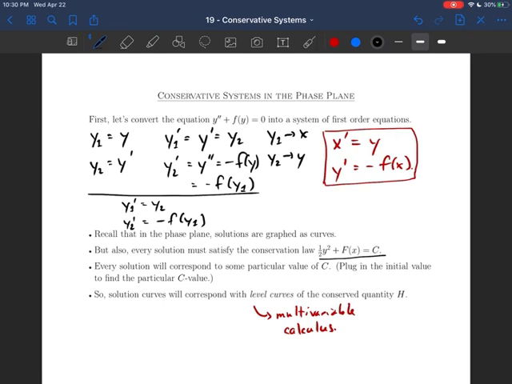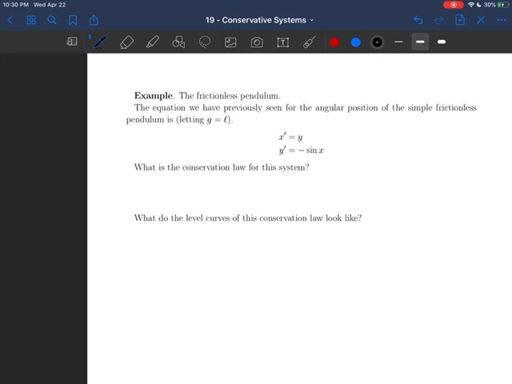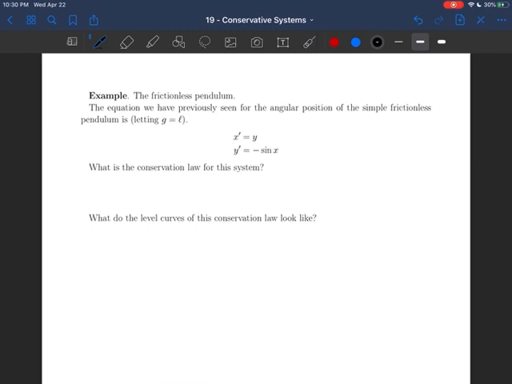Basically, this conserved quantity, this conservation law, gives us something that will let us draw curves in the phase plane, and those phase plane curves correspond with the solution curves. So we know exactly how the system behaves. That's one of the big ways that conservation laws help us understand the behavior of solutions of differential equations. So let's look at a particular example.